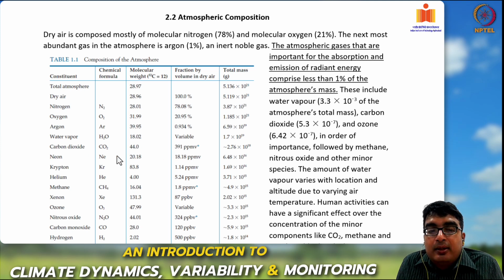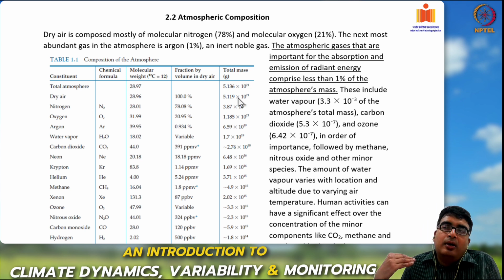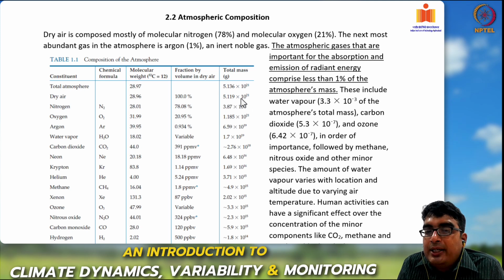So, if you look at carbon dioxide, its concentration is much lower than nitrogen, oxygen, argon, etc. So, if you see the total mass of atmosphere, as we discussed earlier, is around 5.1 into 10 to the power 21. Of this, dry air, that is air without water vapor, is around 5.12 into 10 to the power 21. Out of this, nitrogen is 3.87 into 10 to the power 21 grams, oxygen is 1.18 into 10 to the power 21 grams, argon is 6.59 into 10 to the power 19 grams. Then you get water vapor, which is 1.7 into 10 to the power 19 grams.